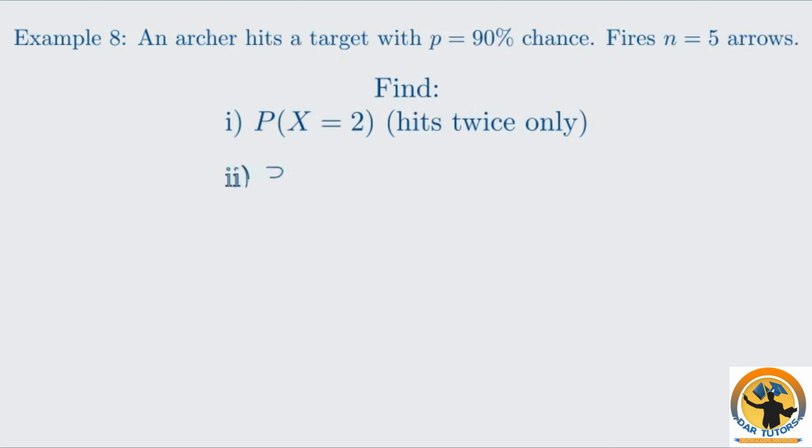An archer has a 90% chance of hitting a target. If they fire 5 arrows, what is the probability of hitting it exactly twice? And what about at most 3 times?